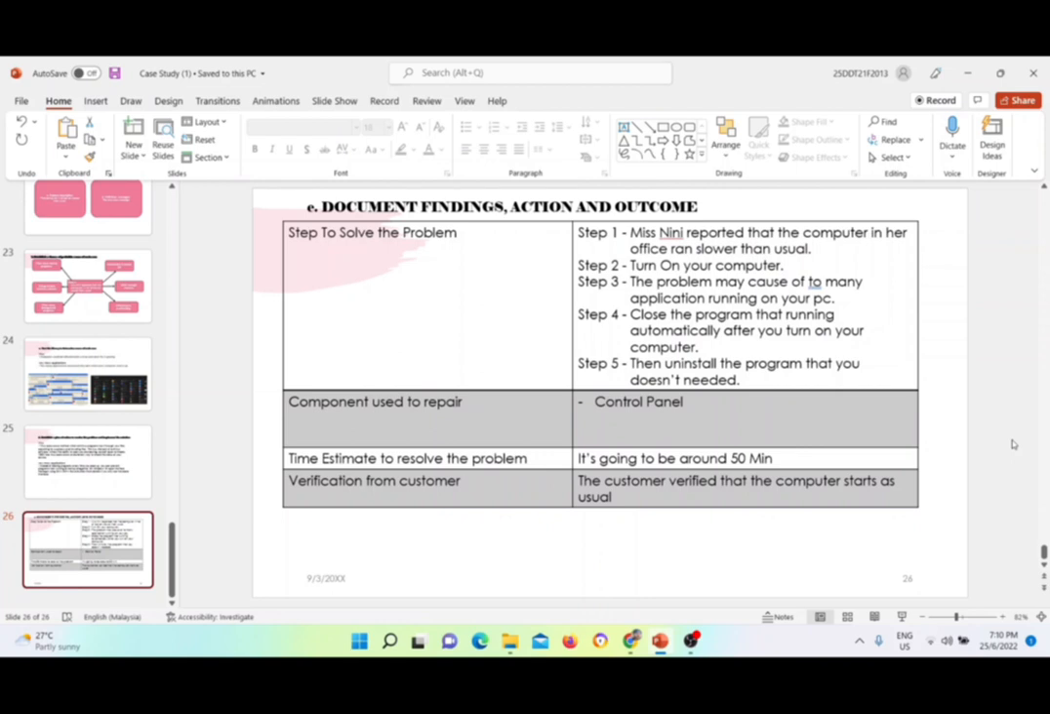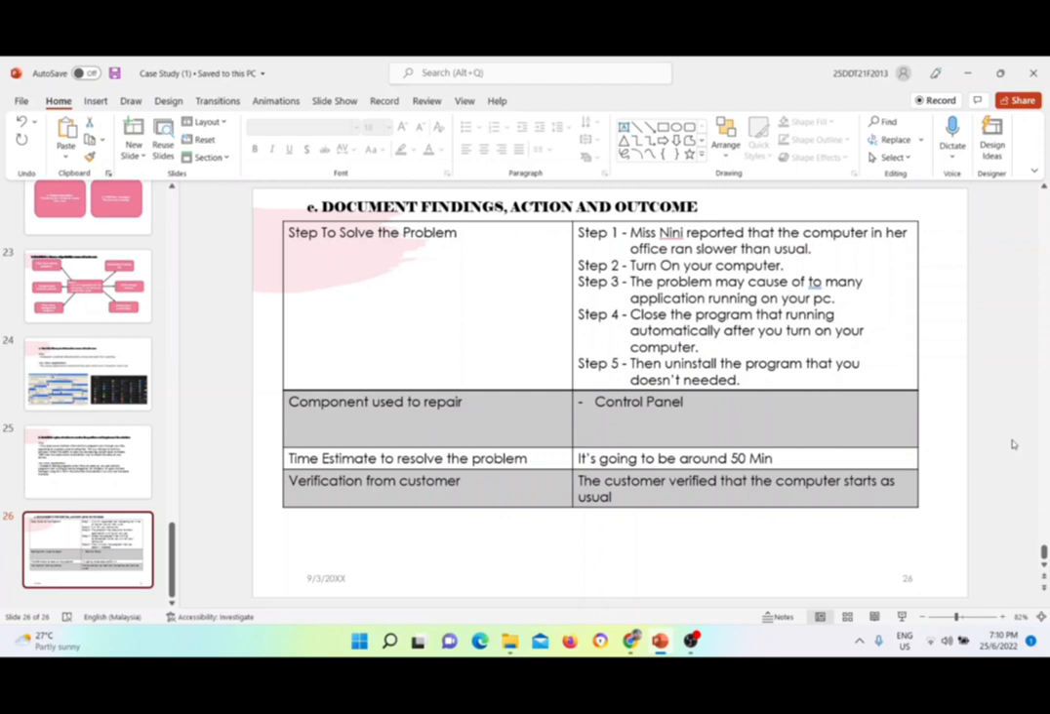If you turn on your computer and you can see a lot of applications running automatically, that is one of the reasons your computer is running slow. Next, try to close the programs that run automatically after you turn on your computer. Then uninstall the programs that you don't need. Maybe you have two types of antivirus, so you can uninstall the antivirus that you don't need.